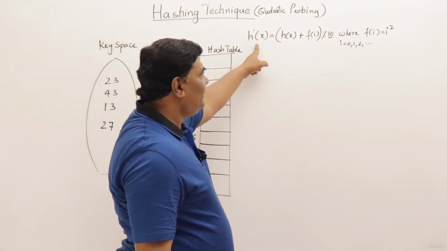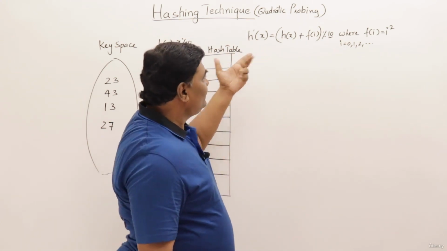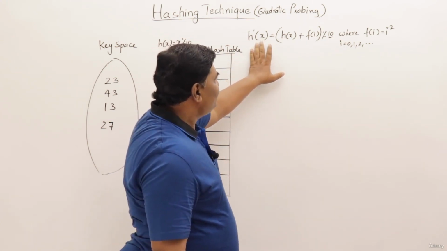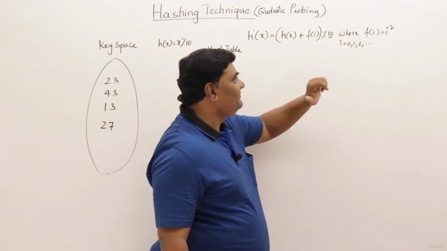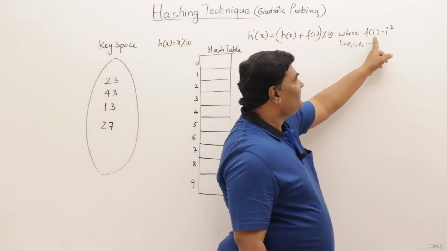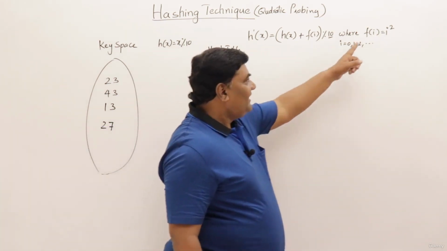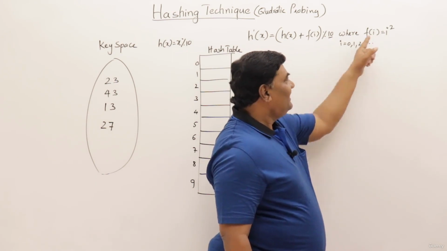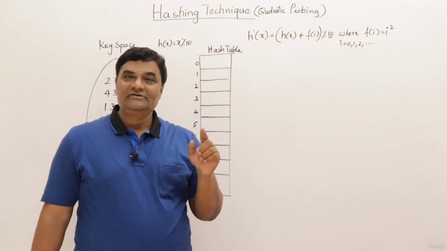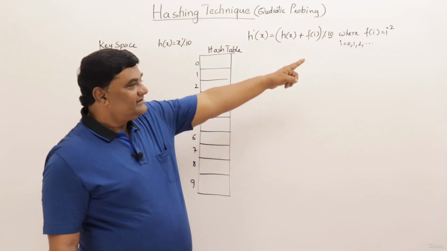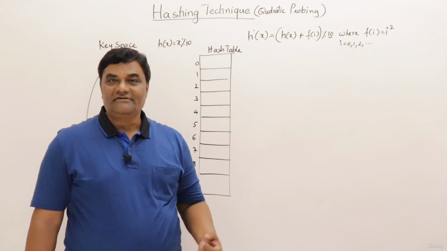Then this is a modified hash function used for quadratic probing. If you see, it looks similar. H dash of x is h of x plus f of i, mod 10. Yes, it is the same. Here there is a difference: f of i is equal to i square, and i takes values 0, 1, 2, and so on. So this is the difference between linear probing and quadratic probing. The next position is found with a quadratic value, not a linear value.